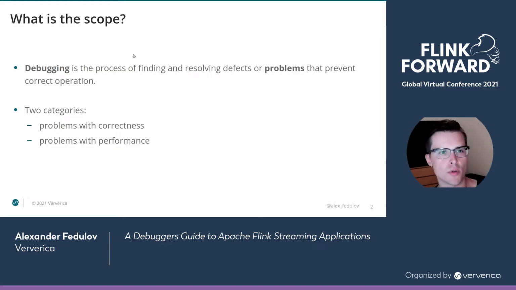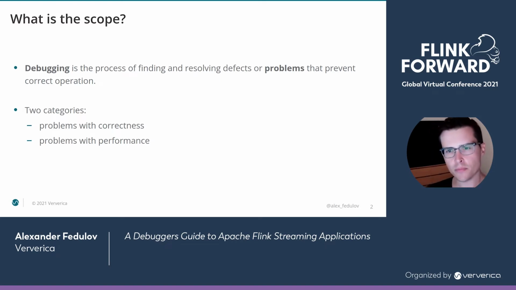Before we dig into the details, let's establish what is the scope. Debugging is the process of finding and resolving defects or problems that prevent correct operation. When we are talking about issues with streaming applications that prevent correct operations, we need to discuss two categories of problems. Problems with correctness and problems with performance.